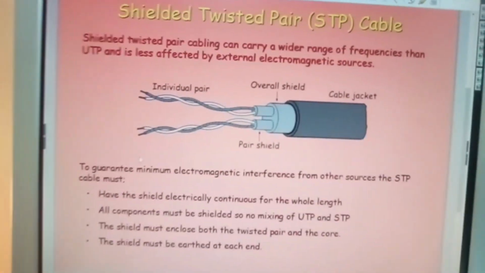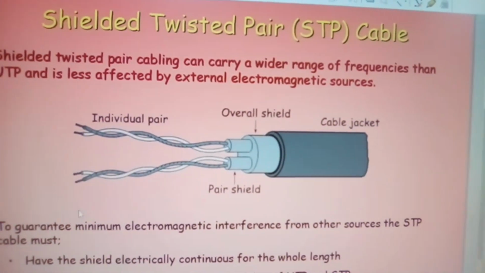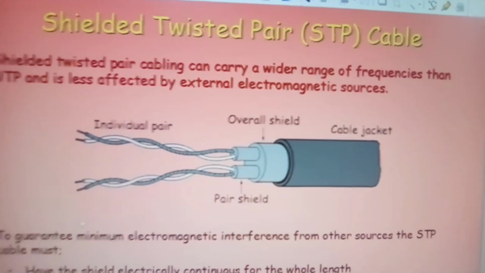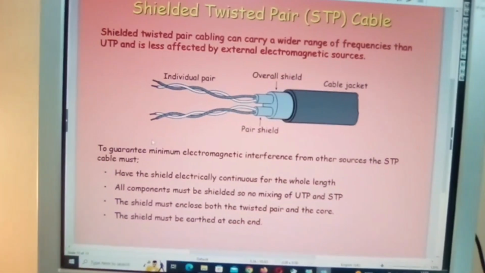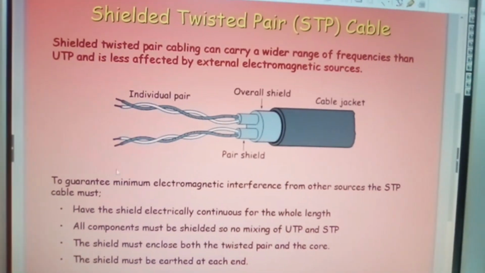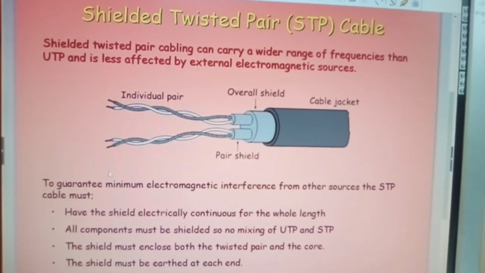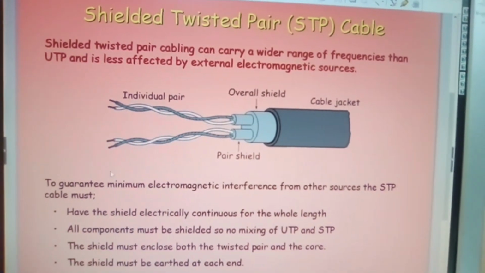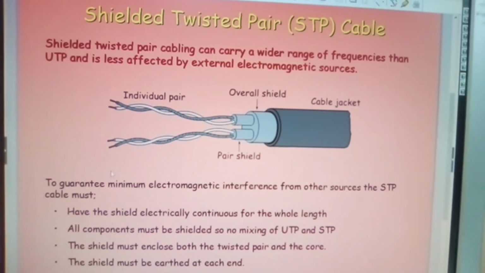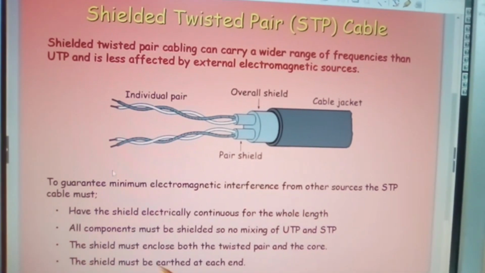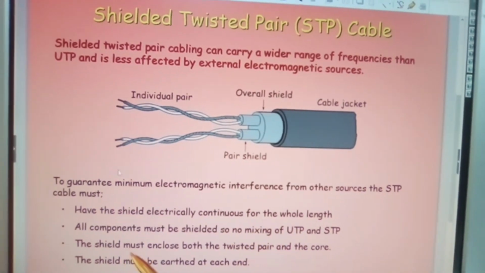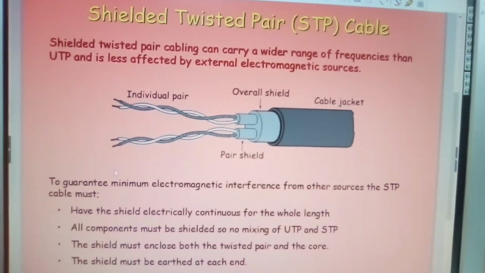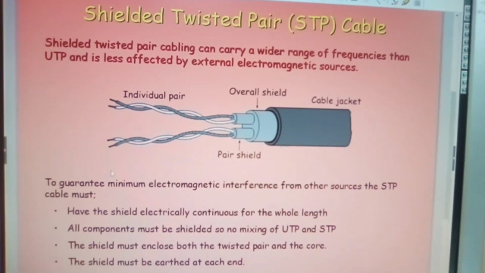And so let's just make sure that you can see this for yourselves. To guarantee minimum electromagnetic interference from other sources, the STP cable must have the shield electrically continuous for the whole length. All components must be shielded, so no mixing of UTP and STP.